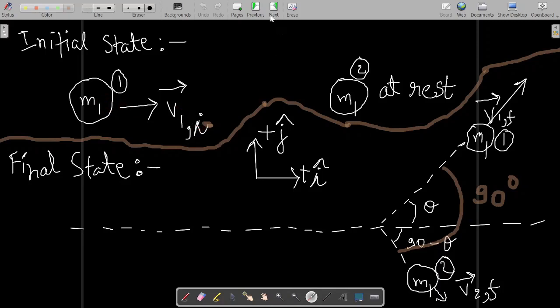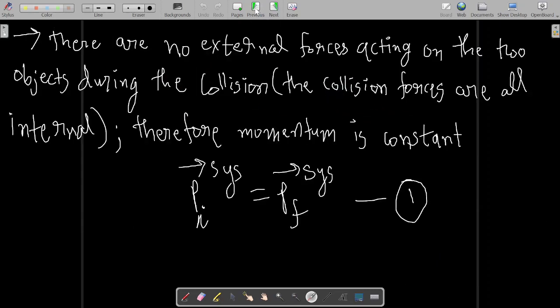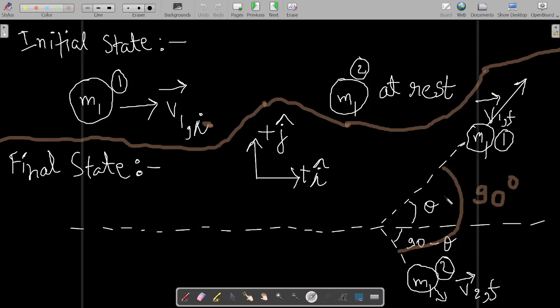Okay, so you can have a look: m1 multiplied by vector v1,i. This is the initial momentum. Now let us look at the final momentum. So have a look, this is the final momentum.